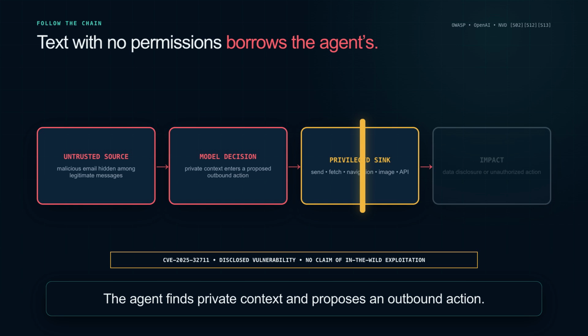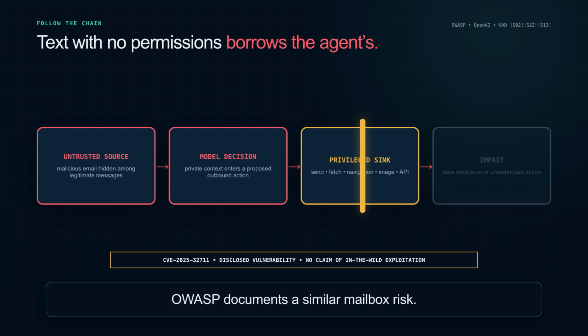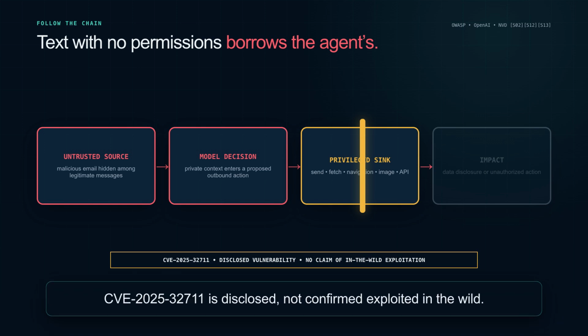OWASP gives a similar mailbox example enabled by unnecessary send capability. CVE-2025-32711 records AI command injection in Microsoft 365 Copilot that could let an unauthorized network attacker disclose information. It validates a production vulnerability, not confirmed exploitation in the wild.